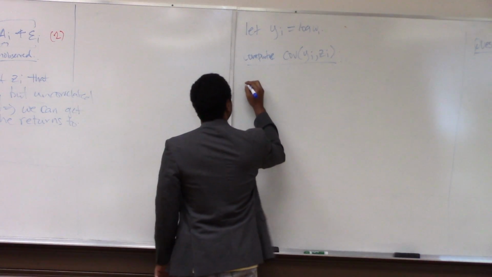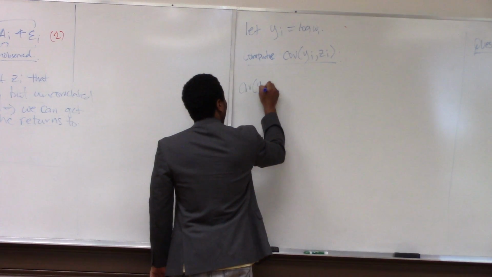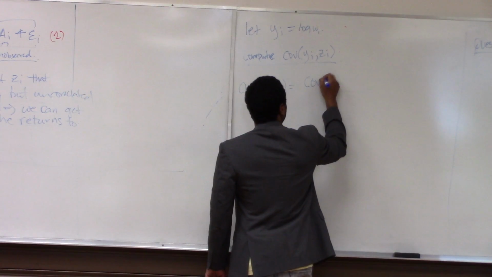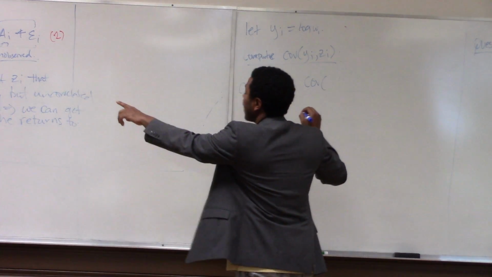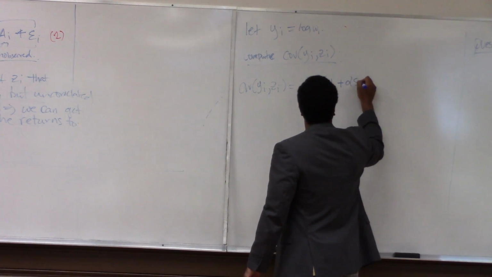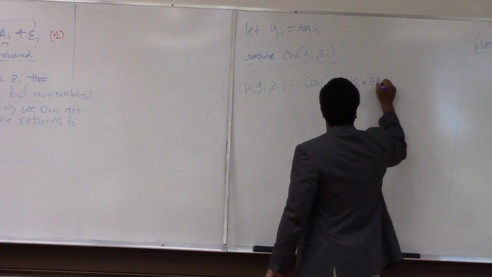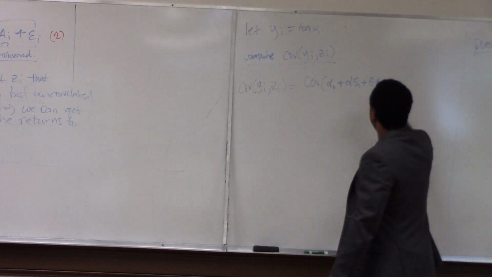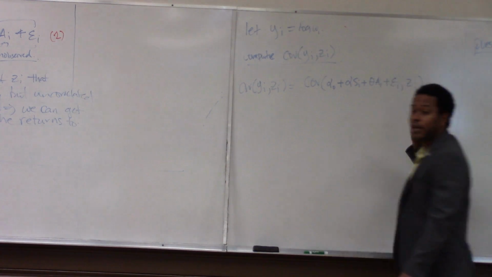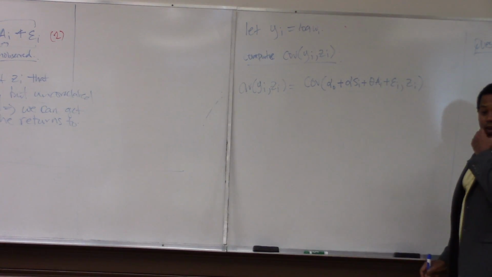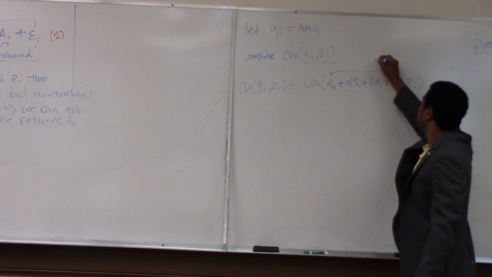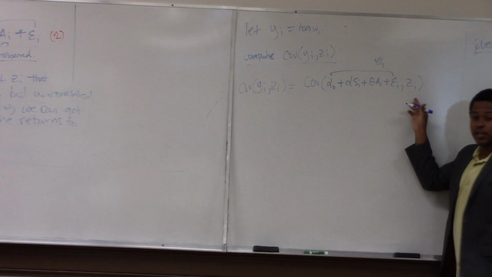So the covariance of yi with zi is the same as the covariance of yi, which is alpha 0 plus alpha si plus theta ai plus epsilon i, with zi. What I did was just write out yi here. So we're going to take the covariance with zi.